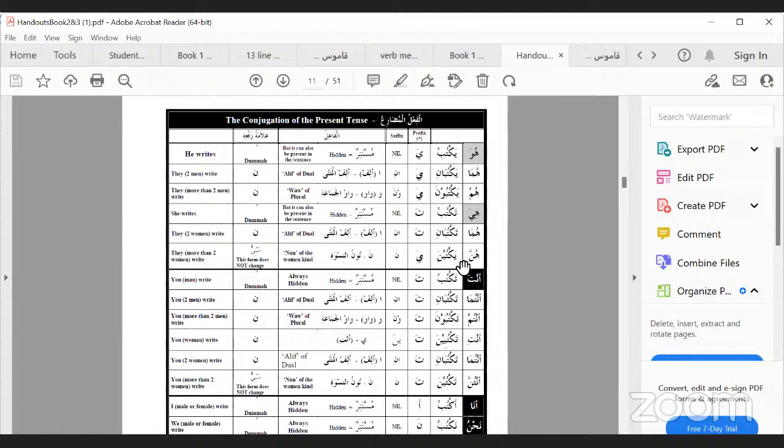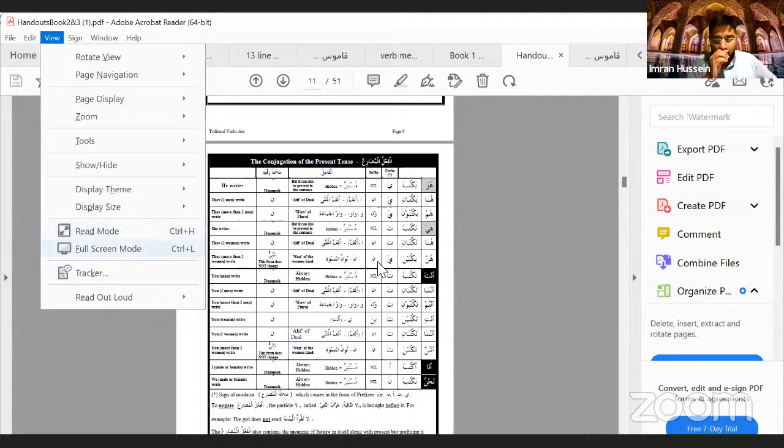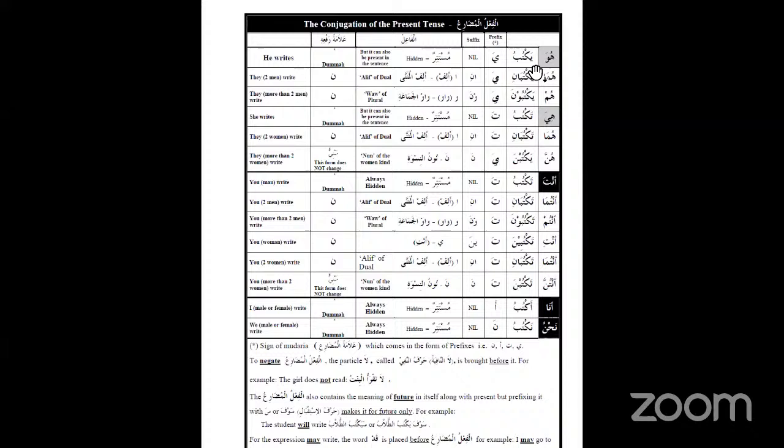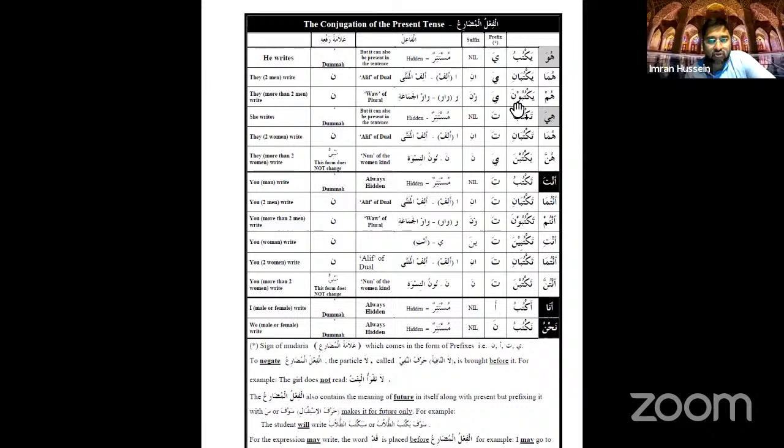Okay, now coming back. Then we have yaktubu, yaktubani, yaktubuna. So we add the alif and the noon with the kasra in the dual, and in yaktubuna, we add the waw and noon with the fatha, in the plural for masculine. Then the next two over, in the beginning, was ya.